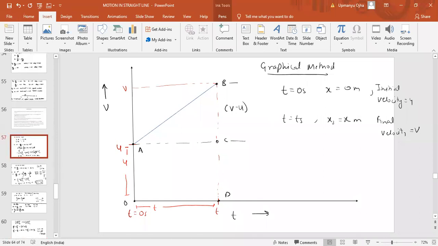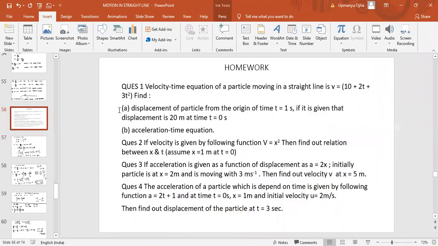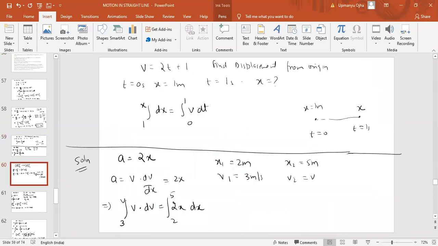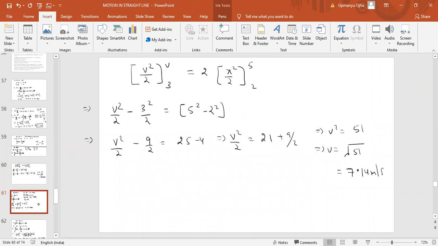Which problem? I think question number three. No, no, no, fourth. In question number four, I have made one mistake. So in the fourth equation, this was question number four.